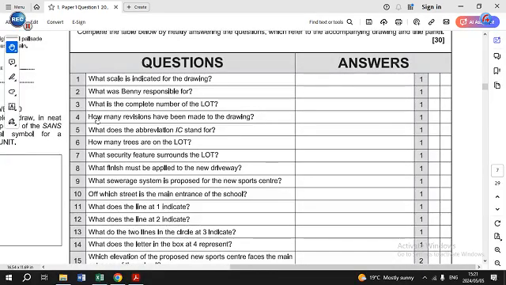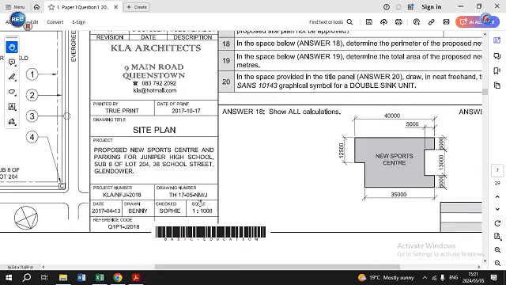Question number 1. What scale is indicated for the drawing? And you will find the scale in the title panel here, a scale of 1:1000, and that's the answer you're going to write for number 1.